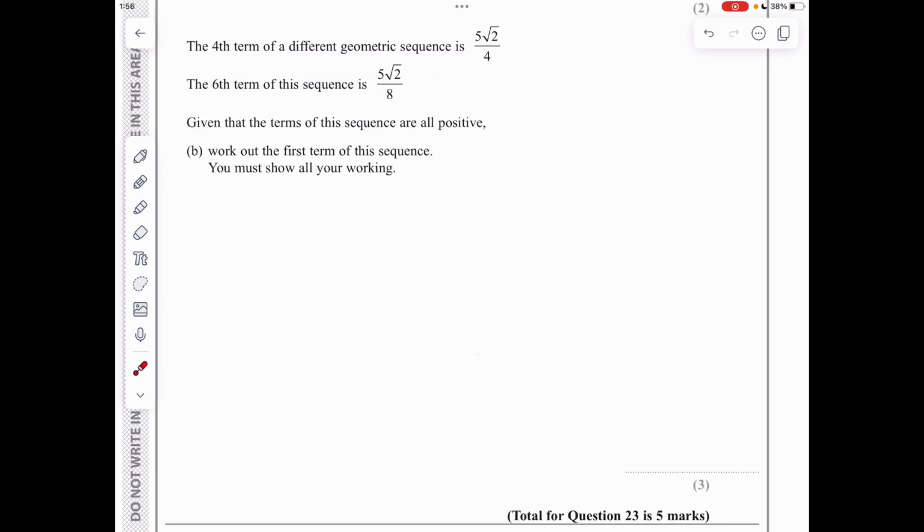And then in part B, we are told that the fourth term of a different geometric sequence is 5√2 over 4, and the sixth term is 5√2 over 8. And we need to work out the first term of this sequence. Well, it makes sense to draw a diagram here to illustrate what's happening.